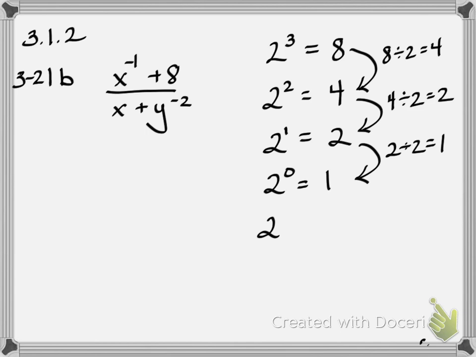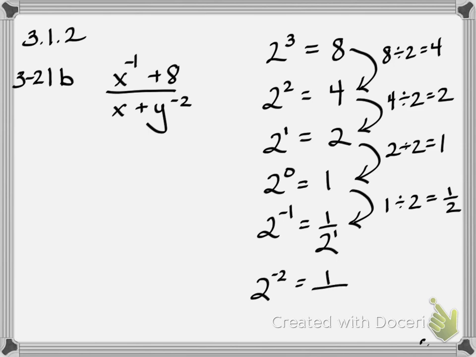So what happens when my exponent goes down by another, and now we have a negative power? Would it make sense that the pattern would continue? 1 divided by 2 is 0.5 or a half. So what happened was 2 to the negative 1 became 1 over 2 to the positive 1. And 2 to the negative 2 does become 1 over 2 to the positive 2.